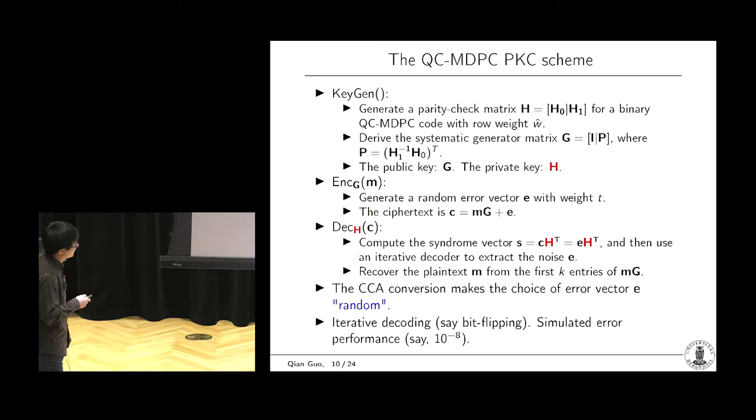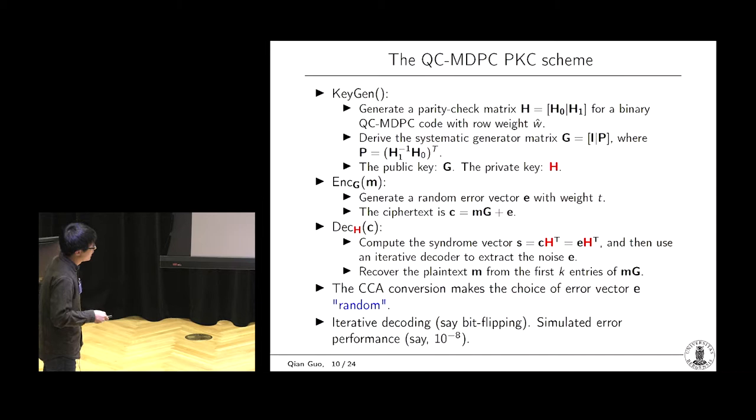For encoding, we generate a random error vector with a small weight, and we compute a ciphertext. It's just like a codeword transmitted in the channel. For decoding, we compute the syndrome and use an iterative decoder. Here we can use Gallager decoder or some advanced decoder. But for the implementation, we use Gallager B, so the decoding rate is good for implementation.